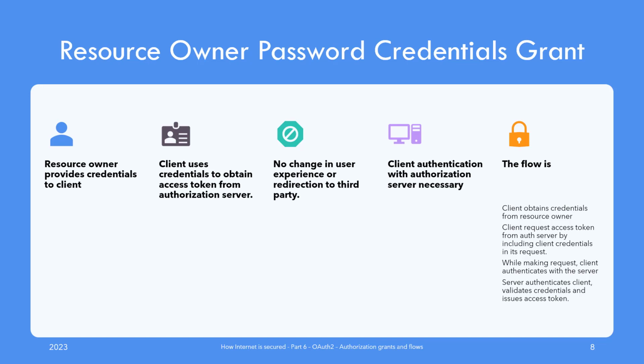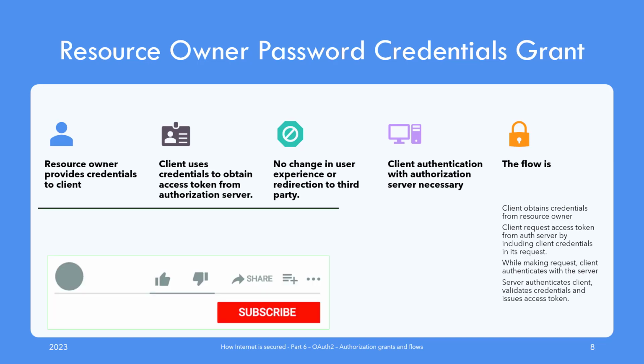The flow goes like this. The resource owner provides the client with its username and password. The client requests an access token from the authorization server's token endpoint by including the credentials received from the resource owner, such as yourself. When making the request, the client authenticates with the authorization server. The authorization server authenticates the client, validates the resource owner credentials, and if valid, issues an access token.